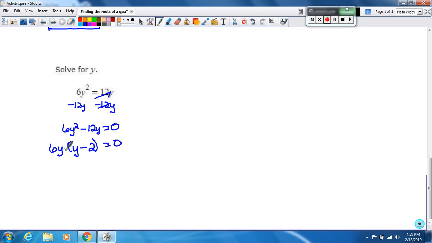Because I have a y that I took out, and it's outside of the parentheses, 0 is one of my answers, and the opposite of negative 2 is positive 2, so 0 and 2.